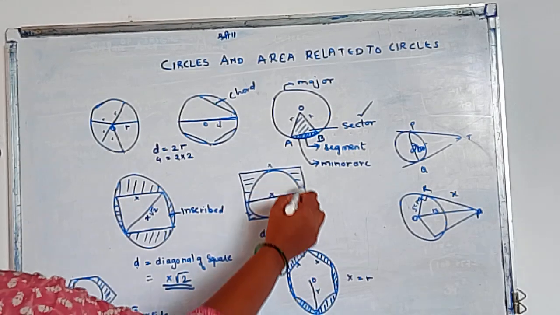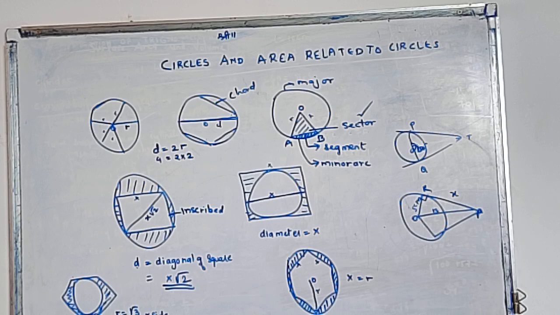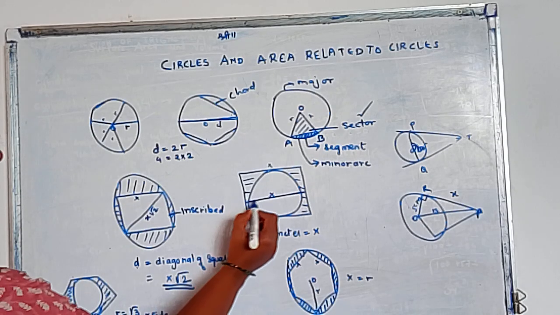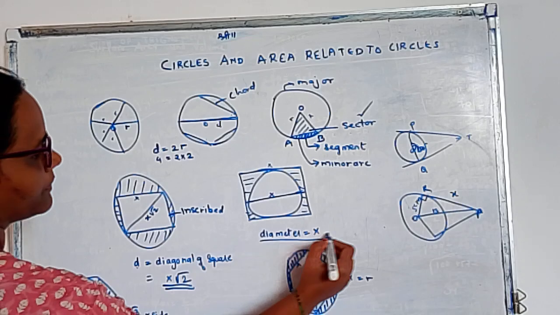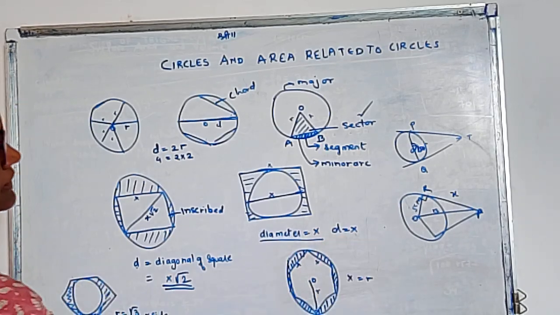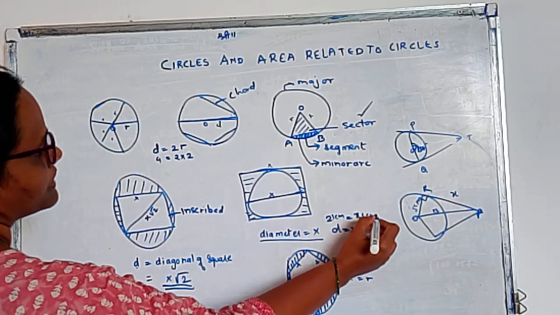If a square is there, and inside the square there is a circle inscribed, then the diameter of the circle and the length of the square is same. D is equal to x. Means if D is 21 centimeters, x will also be 21 centimeters.